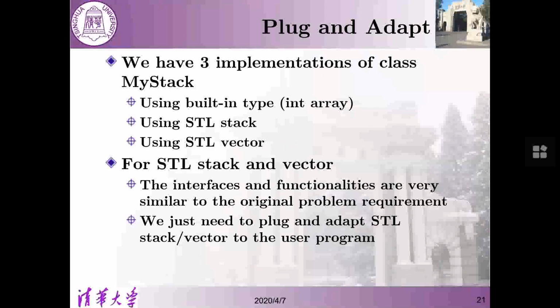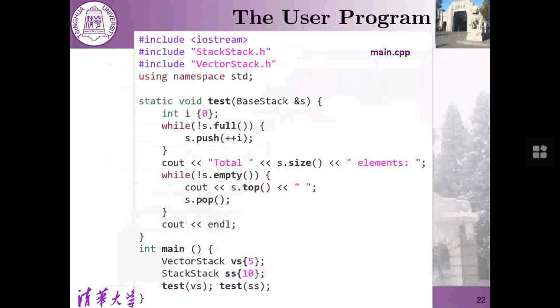So now we have 3 implementations of the class myStack. The first one uses a built-in type, another one is STL stack, and also STL vector. So for STL stack and vector, the interfaces and the functionalities are very similar to the original problem requirement. We just plug and adapt these already defined objects to the user program.